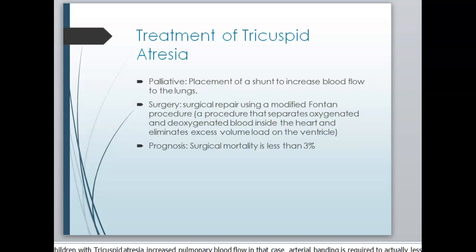In some cases, children with tricuspid atresia have increased pulmonary blood flow. So just so you know, this is classified as decreased, but in some cases, these children may have increased pulmonary blood flow. And in that case, what they do is arterial banding to lessen the volume of blood flow to the lungs. But typically, someone with tricuspid atresia has decreased pulmonary blood flow.